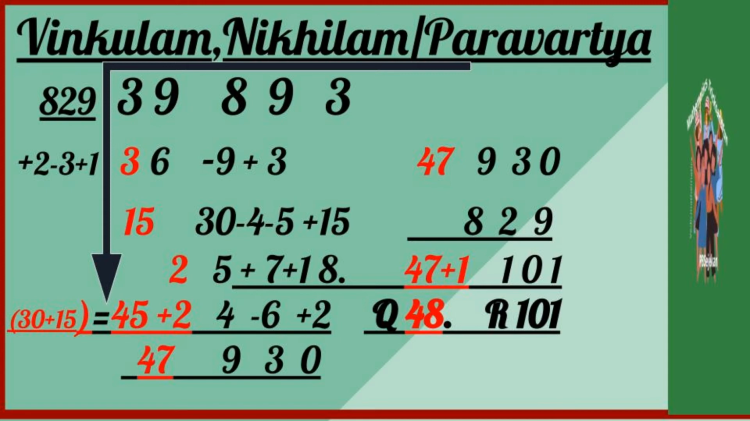Then 30 plus 8 minus 9 minus 4 gives 25. 2 is carried over to the quotient side. 2 into 2, 3, 1 gives 4 minus 6, 2, which is added to 588 gives 930. Since 930 is bigger than 829, we will divide 930 by 829, which gives 1 as quotient, additional to be added to the original 47. That gives 48 as quotient and remainder 101.